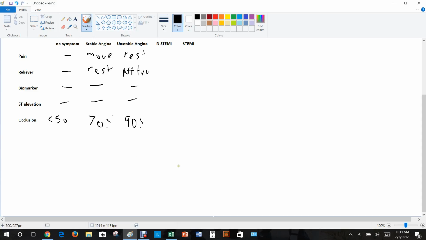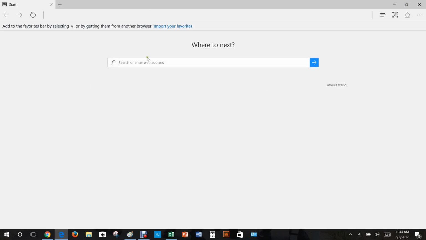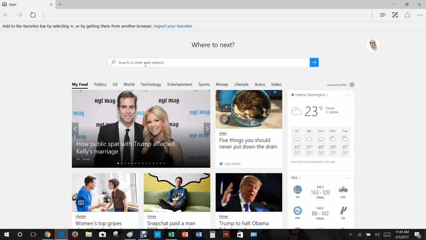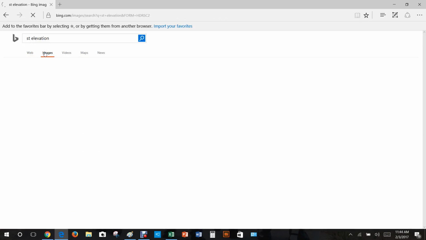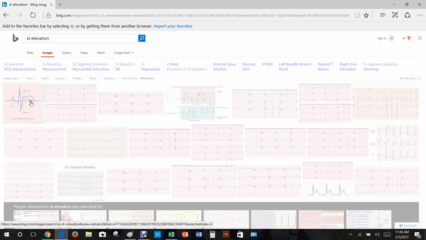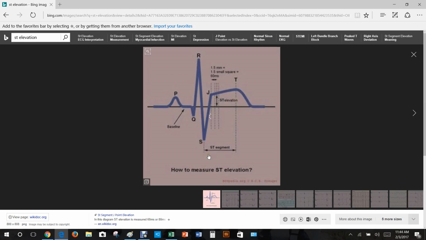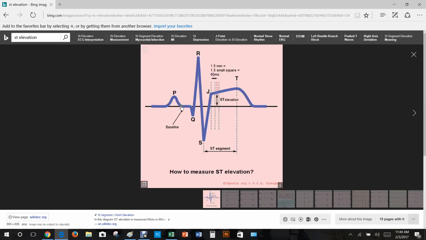Maybe I should pull up what ST elevation looks like real quickly. Let's look here. ST elevation. Let's see what a picture of that looks like. So here we go, here's an example of what ST elevation looks like. See here, P, Q, R, S, T. See the ST from S to T? This is elevated. Normally, it goes down right here, and it stays down like this. And then there's a little jump for T.